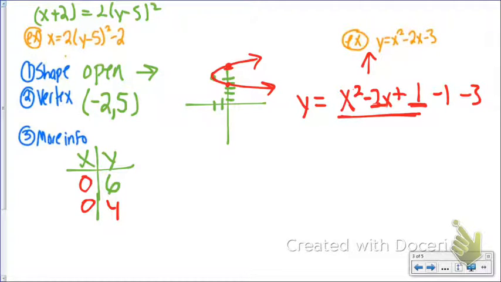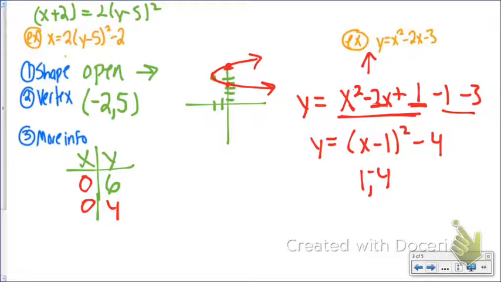These 3 terms can now be written as x minus 1 squared. I can combine these other 2 terms as -4, and now I'm in vertex form. And I can see that my vertex is 1, -4, sorry.